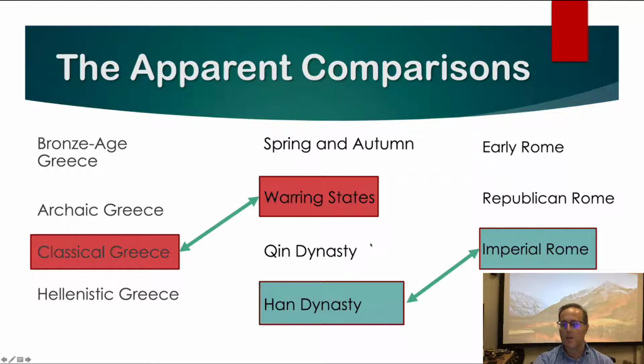The Han and the Roman Empire were both two mega empires at opposite ends of Eurasia. They are contemporaneous, they have nearly the same population, but there are some issues with this comparison. They're not really structurally similar in terms of their political structure, in terms of their environmental structure.